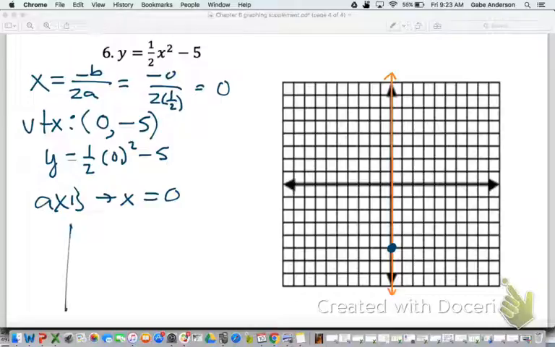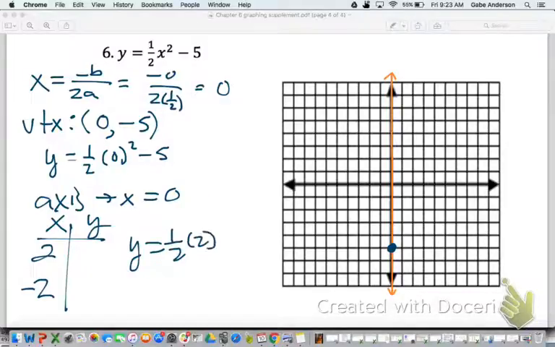So we create a little table of solutions here, x and y. So if you do a 2 for x, you'd also want to think about a negative 2 for x, because that's the symmetry around that axis of symmetry. If you plug in a 2, you get y equals 1/2 times 2 squared minus 5. So that would be half of 4 minus 5. So that would be 2 minus 5. Did you guys get negative 3 for that? Is that right? Yeah. Okay. So 2 comma negative 3 is right there.